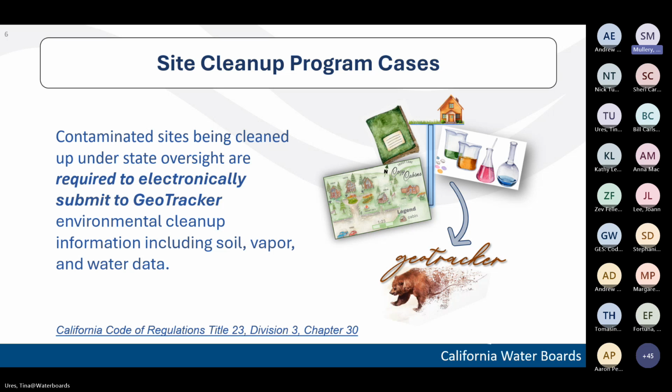Although GeoTracker does not maintain records on the number or identities of parties accessing the database, help desk inquiries suggest that public users have included environmental justice groups, real estate developers, potential home buyers, environmental consultants, attorneys, and contractors. There's a lot of value in complying with the ESI requirements, especially with our complex cases in the site cleanup program. And without the regulations and compliance, GeoTracker would not be the case management tool it is today. And now back to you, Stephen.